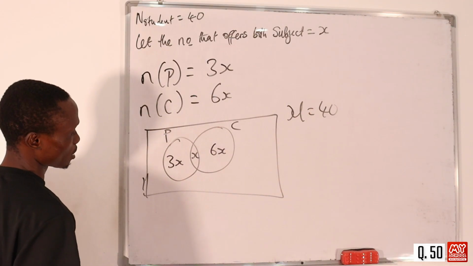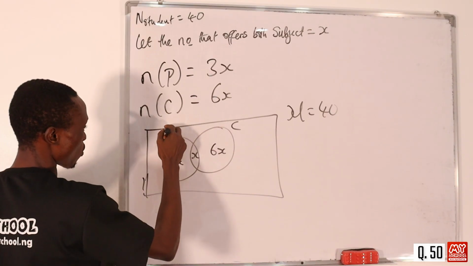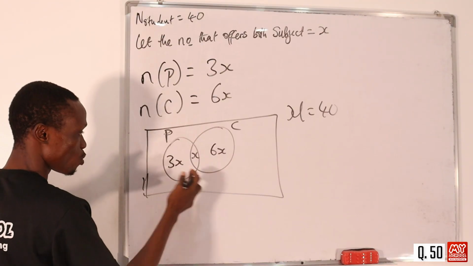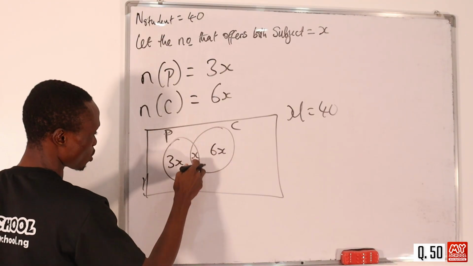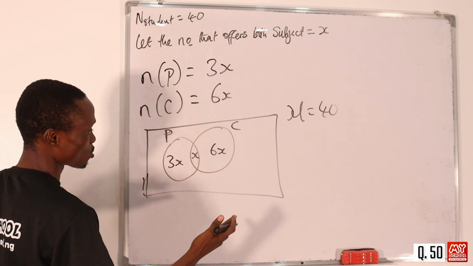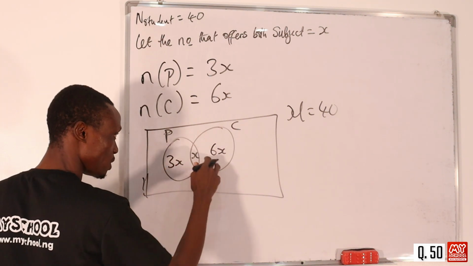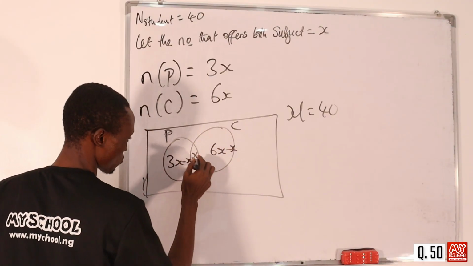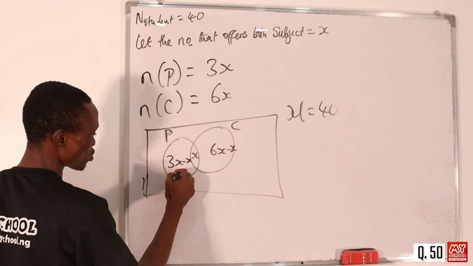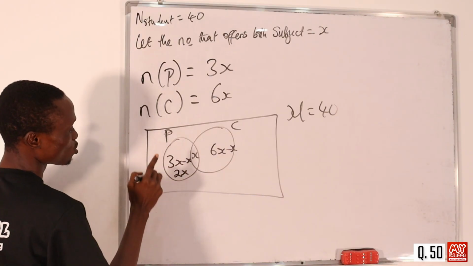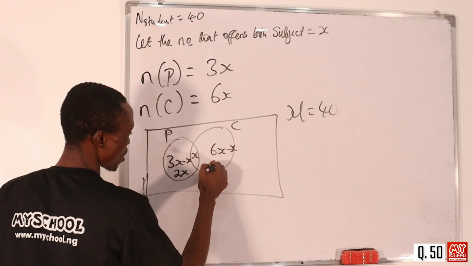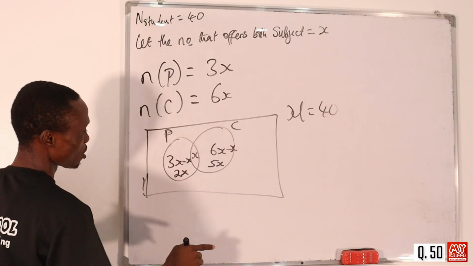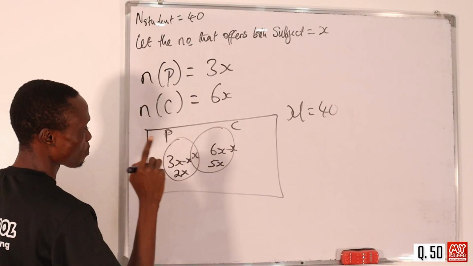So here we can actually calculate the number of students that offer physics alone. Okay, so what we have here in this box also includes those that offer both subjects. So in order for us to get those that offer only one subject, in this case we subtract x from here, okay, and also subtract x from here. So if I subtract x from here, I'll be having 2x. So this 2x represents those that offer physics only, while 5x represents those that offer chemistry only, while x represents those that offer both subjects, right?